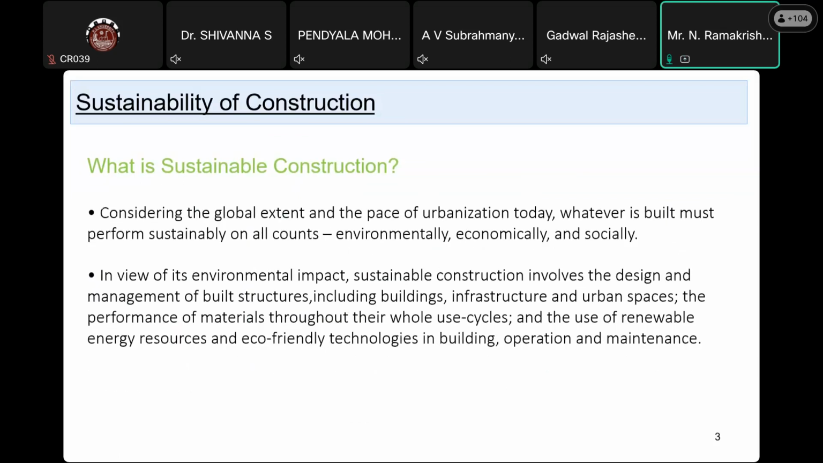Before you go for environmental impact, sustainable construction design and management are also very important. The three aspects we talk about are environmental, economic, and social impact. We will talk about the whole cycle, how the journey of construction materials starts and how it ends, with due regard to safety and the ethics you need to follow, and the technology we use should be eco-friendly.